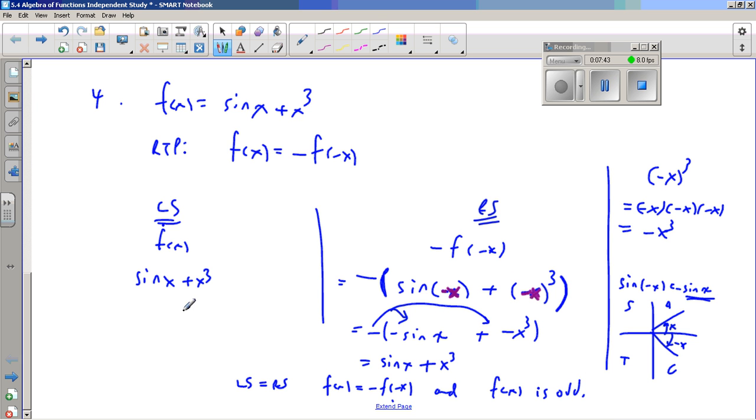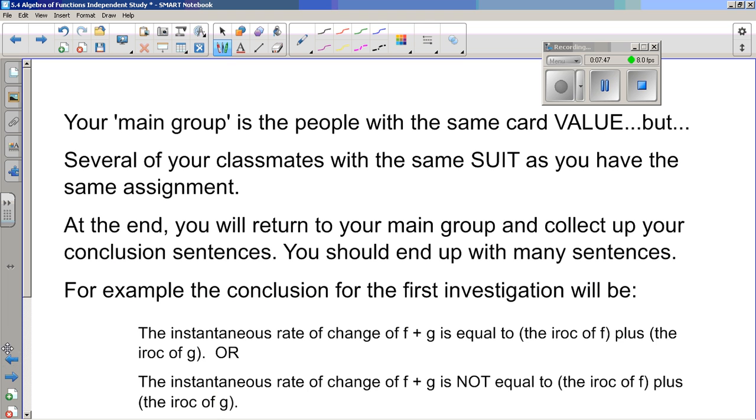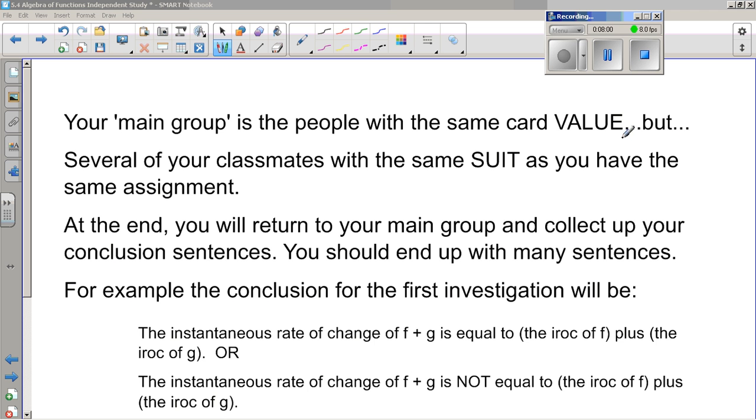Okay, on to the investigation, the independent study. So we're going to be splitting you up into groups of four-ish, and your main group is going to be the ones with the same card value. So you're going to get a card. Let's say it's the Jack of Diamonds. Well, not everyone will. Your main group is the ones with the same card value. So you're going to get together with all the jacks. That's going to be your main card value.